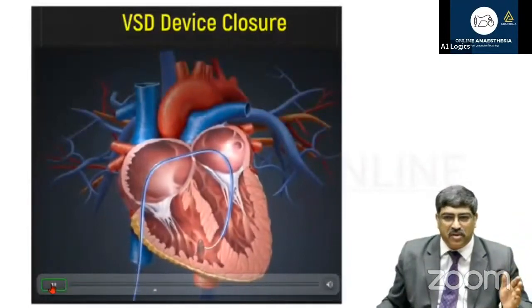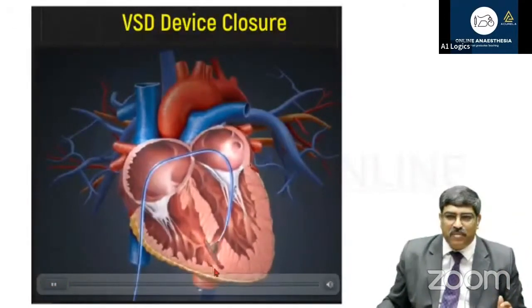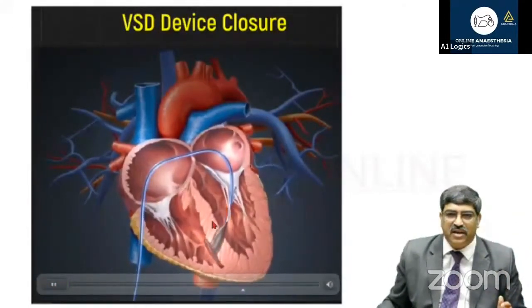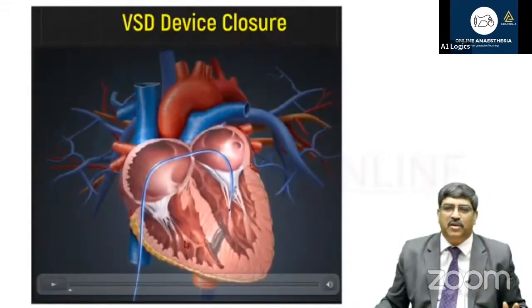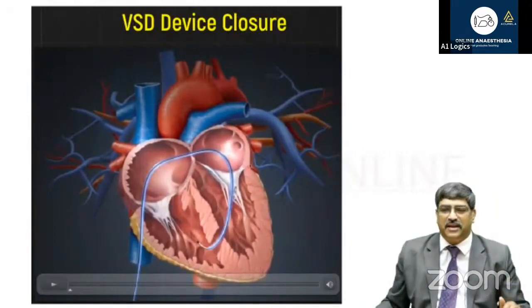And like ASD, here also a lot of people are using device closure. Here again you can see the dumbbell device. This is the right ventricular side and this is the left ventricular side. Both will be inflated and your VSD is sealed.